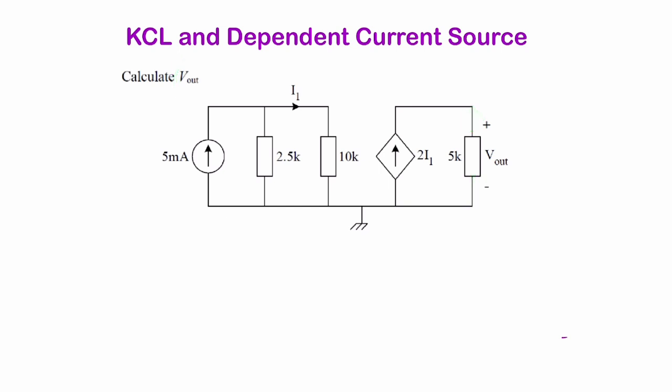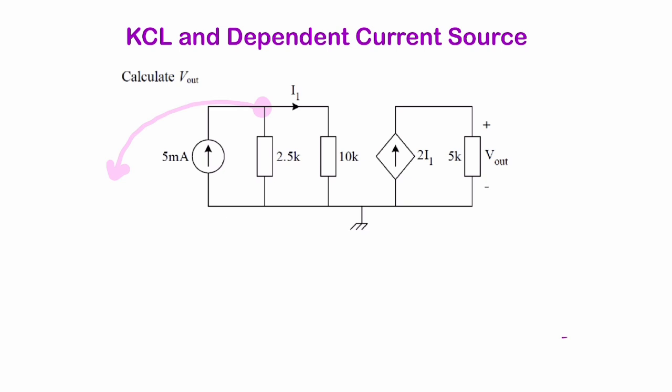To do that, we would need to find this current, and to do that, we would need to find this I1 to put into the dependent source. So our problem now is finding I1. You might want to convert the current source to a voltage source, but I'm going to try my luck with Kirchhoff's voltage law, or Kirchhoff's current law at that node.